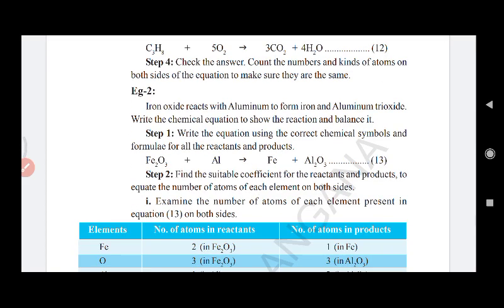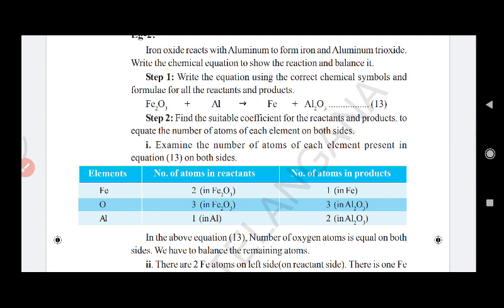In step 2 we have to compare the atoms of each element on both sides in the box. Okay, iron: 2 atoms on the left side in iron oxide Fe2O3, and on the right side, if you look, only 1 atom in iron Fe. Only 3 elements are involved in this given chemical equation: iron, oxygen and aluminum. Oxygen: on the left side we have 3 in Fe2O3, and on the right side we have 3 in aluminum oxide. So the oxygen atoms are balanced. Aluminum: only 1 aluminum atom on the left. In Al2O3, aluminum oxide, the aluminum atoms are 2.